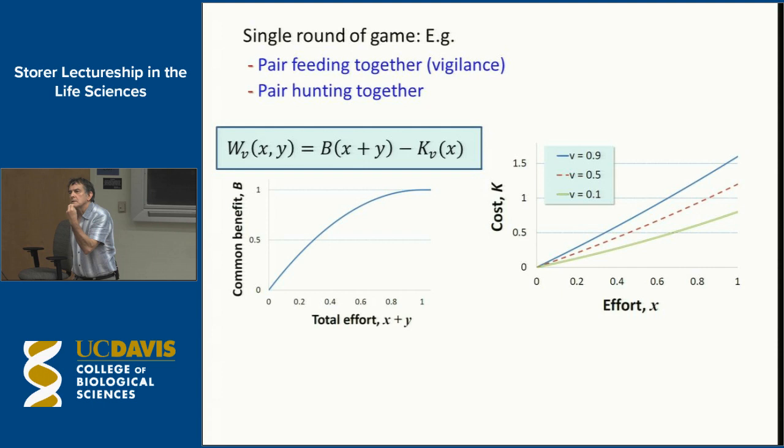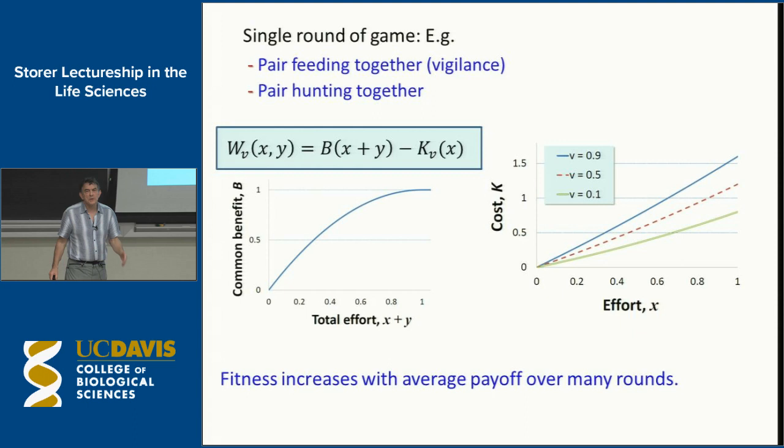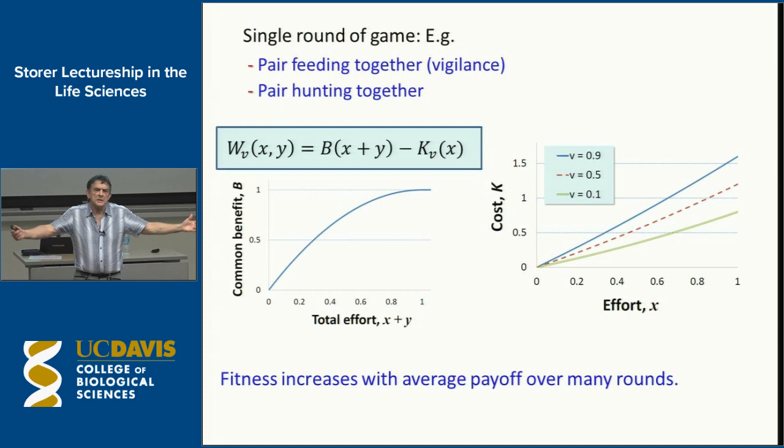So this individual here is a high-quality individual because the cost of a given level of effort rises relatively shallowly, whereas this individual here is a low-quality individual in this population. It's not genetically determined, it's determined phenotypically during development. And I shall assume that individuals play many rounds of this game, and my fitness measure is going to be some increasing function of the average payoff over many rounds. Okay, let's assume that.